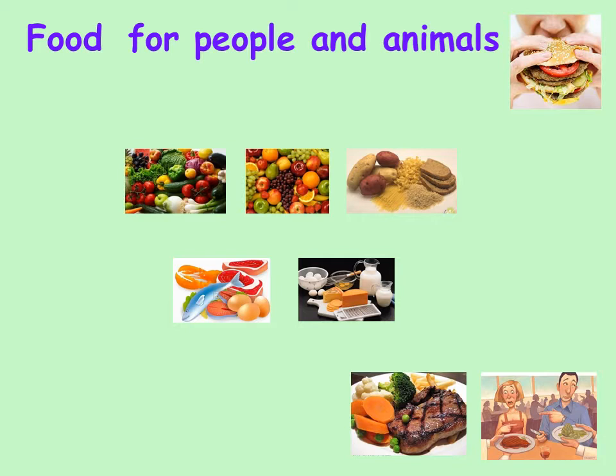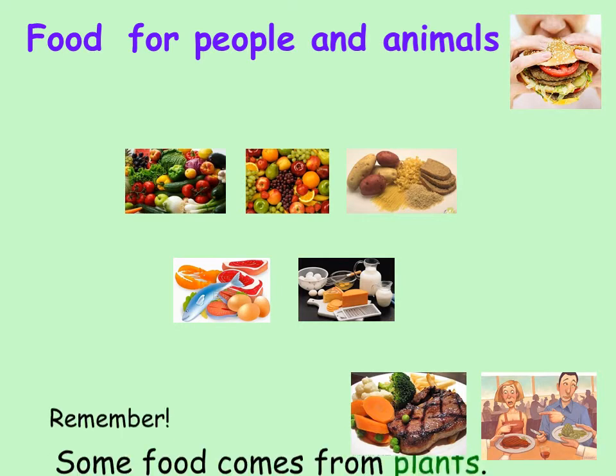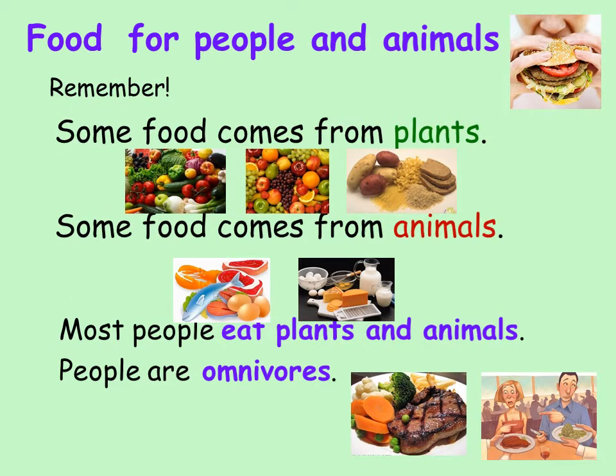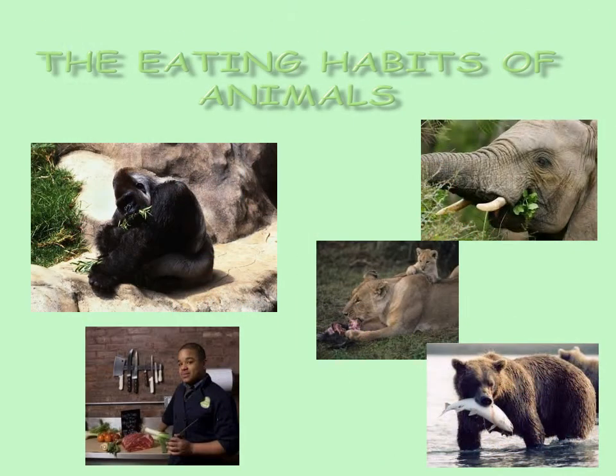Food for people and animals come from two main sources. Some food comes from plants and some food comes from animals. Most people eat plants and animals. Now let us see in detail about the various eating habits of animals.